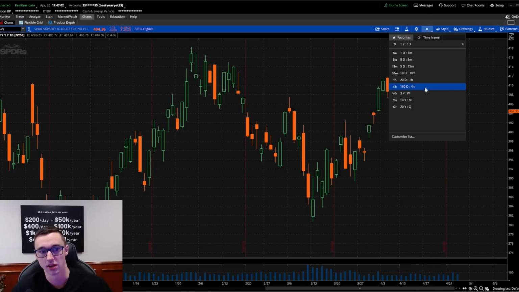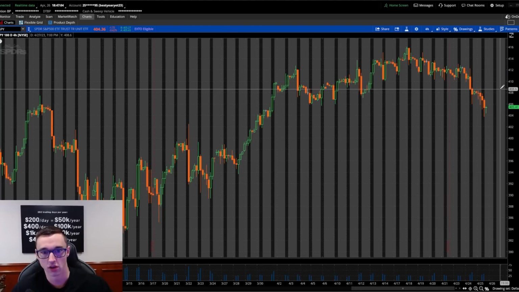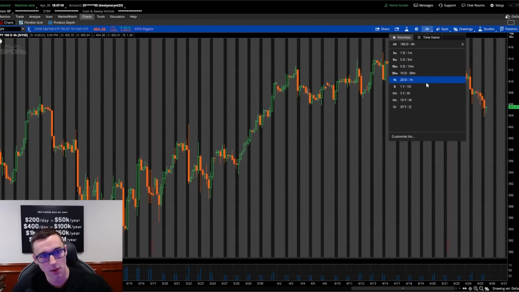Worth looking at the daily. Go to the 4-hour chart here. Let's go look at this. 408. Had a few more touches on here, right? Little confluence here, like 407.4. Decent. And overall, some consolidation here after a big move down that could potentially act as a resistance on the way back up. Let's go to the hourly chart here.